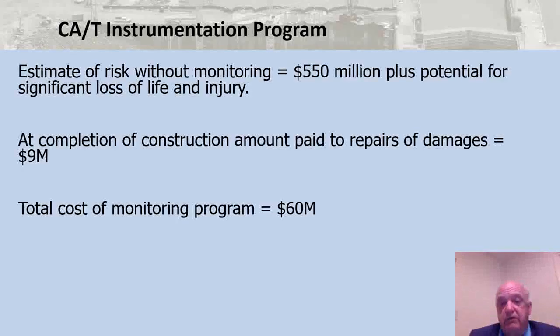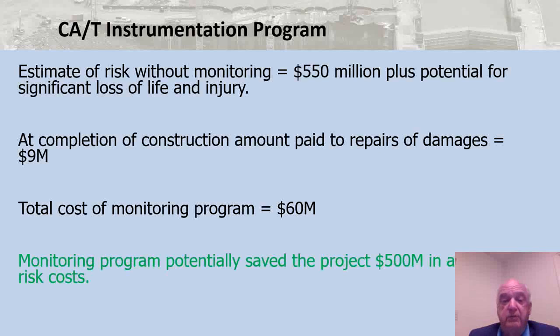At the completion of construction, the project had paid out about $9 million in damages. There was some that accrued a little later on, but when I did this study, that's about what it was. Total cost of monitoring was around $60 million. So you can see that the monitoring program in this estimate has really contributed greatly to keeping those risks under control and limiting the cost of the project from unexpected performance. So it potentially saved $500 million in project risk costs.